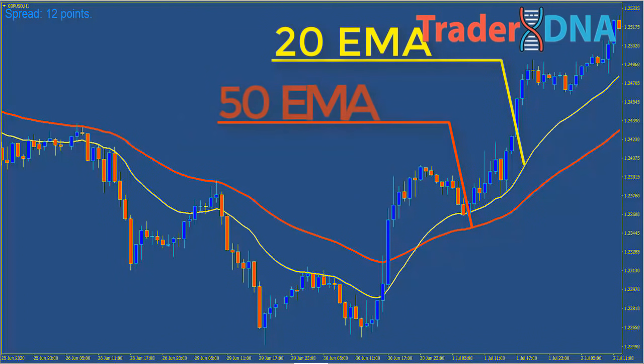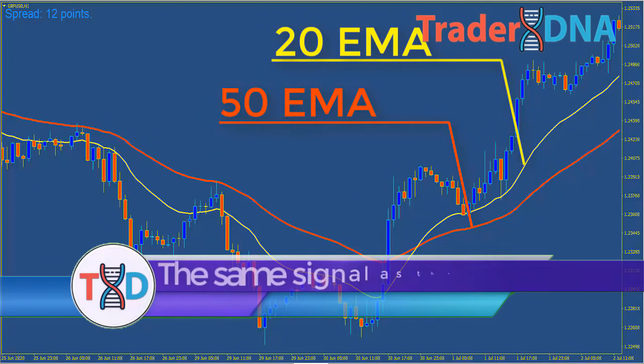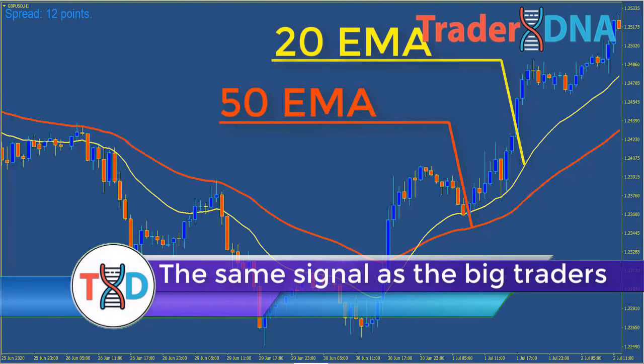But other combinations can be used too. The sign is when one moving average crosses over the other. The advantage of this approach: you can be confident that you'll be watching the same signal as the big traders.